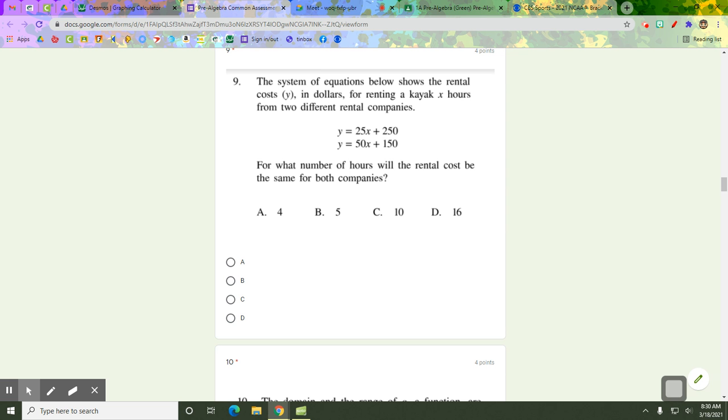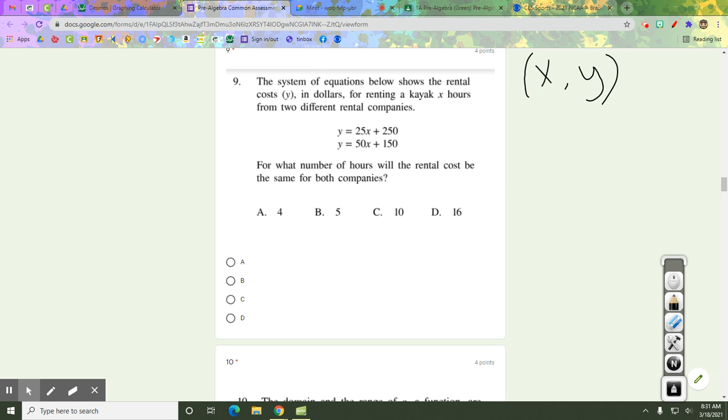The system of equations below shows the rental cost y in dollars for renting a kayak for x amount of hours from 2 different rental companies. What number of hours will the rental costs be the same for both? Now, I talked about this the other day in class. You have your XY coordinates. That's going to be your solution, right? You plot those where they intersect. Your solution is a point.